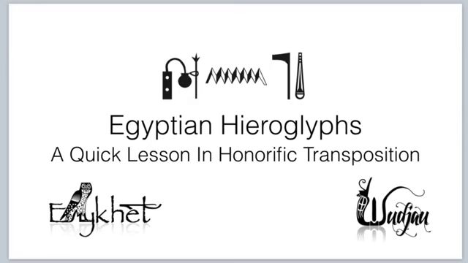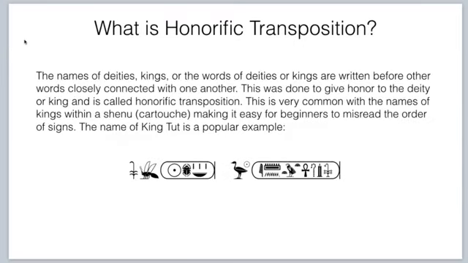All right. So the question is, what is honorific transposition? Quite simply put, the names of deities, kings, or the words of deities or kings are written before other words closely connected with one another. This was done to give honor to the deity or king, and is called honorific transposition. This is very common with names of kings within the Shinu, commonly known as a cartouche, making it easy for beginners to misread the order of signs.